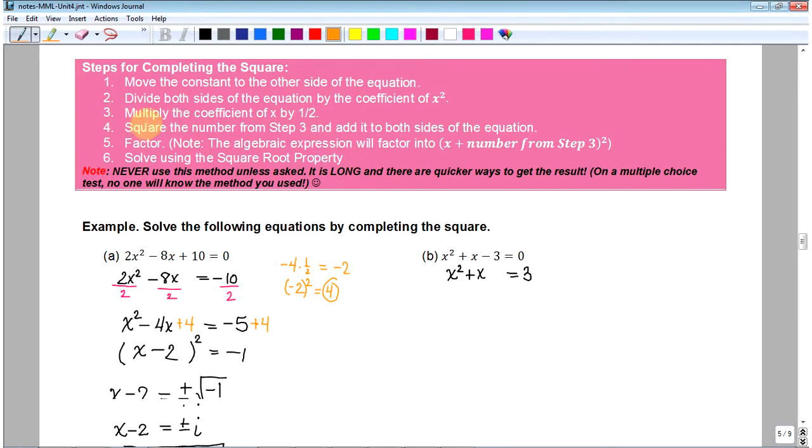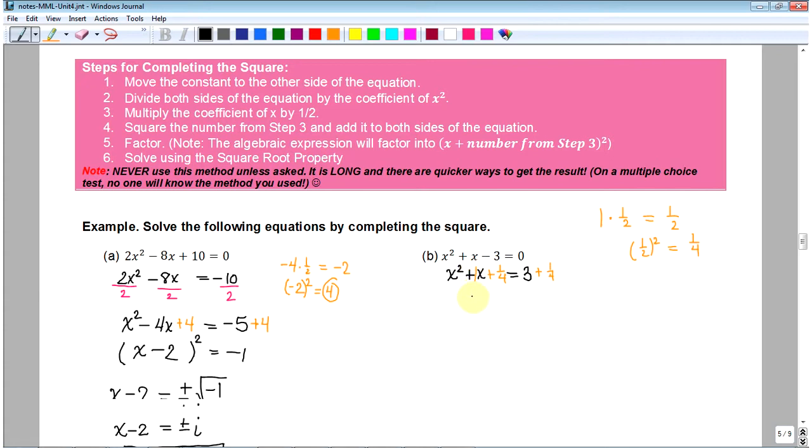Step 3, multiply the coefficient of x by 1/2. The coefficient of x is 1, so we're doing 1 times 1/2, which is 1/2. Step 4, square the number from step 3 and add it to both sides of the equation. So 1/2 squared is equal to 1/4. I need to add 1/4 to both sides of the equation. If you have your calculators, don't hesitate to use the fraction capability so that the fractions don't throw you.